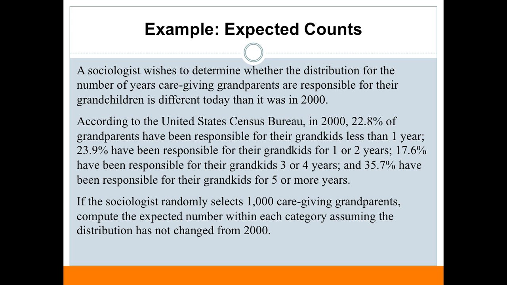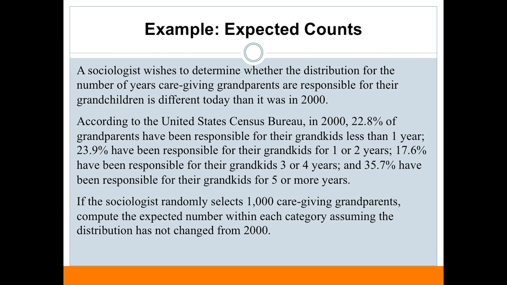So let's look at an example here. A sociologist wishes to determine whether the distribution for the number of years caregiving grandparents are responsible for their grandchildren is any different today than it was in 2000. According to the US Census Bureau, in the year 2000, 22.8% of grandparents have been responsible for their grandkids less than 1 year, 23.9% have been responsible for 1 or 2 years, 17.6% have been responsible for 3 to 4 years, and 35.7% have been responsible for their grandkids for 5 or more years.